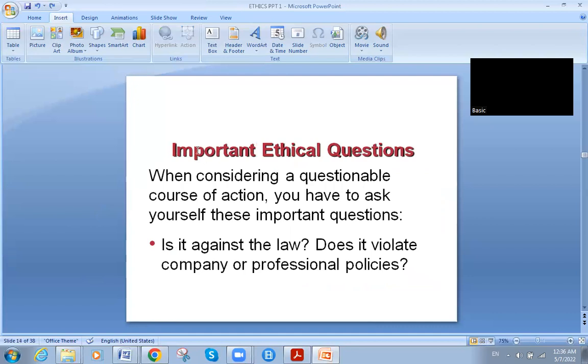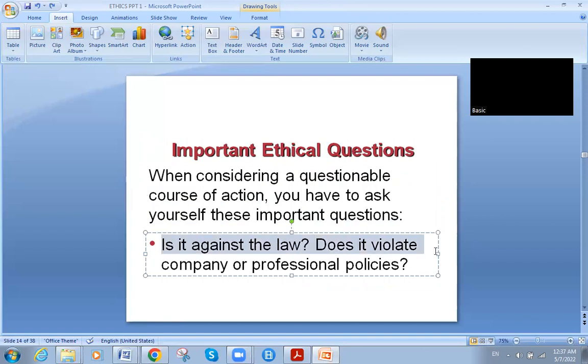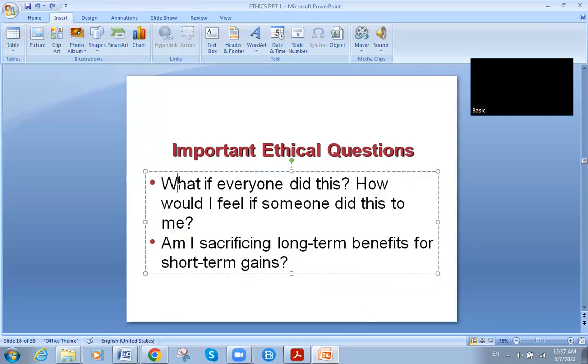Important ethical questions, we're still working on it. When considering a questionable course of action, you have to ask yourself these important questions. When we talk about what to do or what not to do, it is again about ethics. Is it against the law? Does it violate company or professional policies? What if everyone did this? How would I feel if someone did this to me?